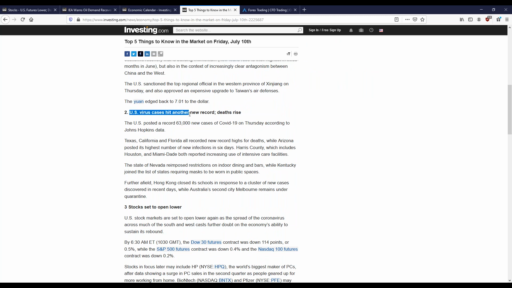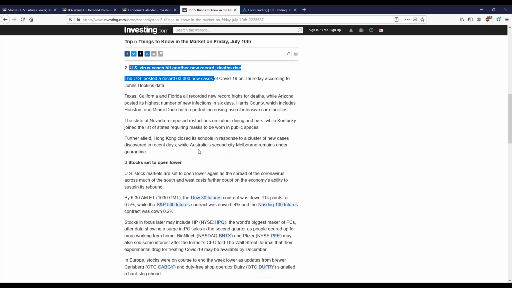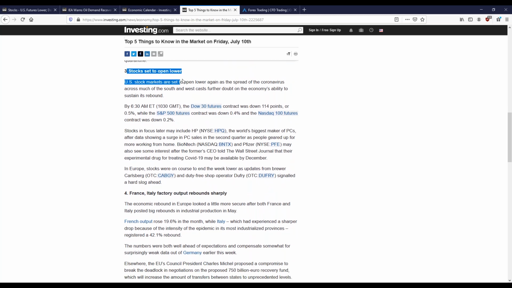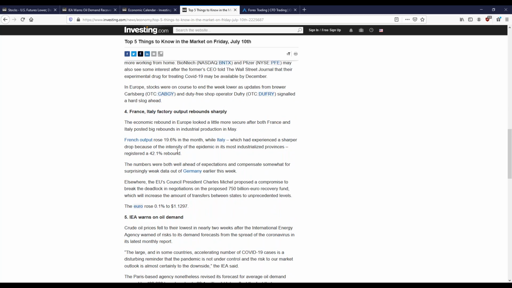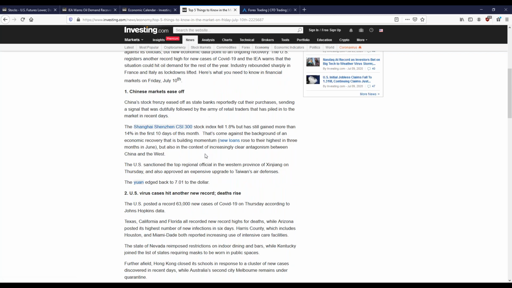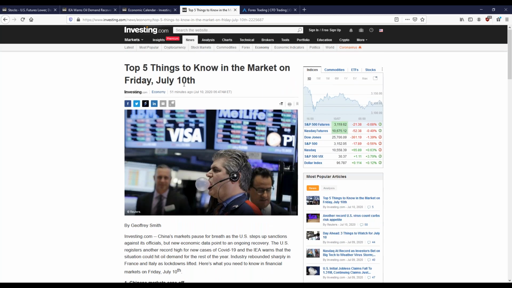We didn't specifically mention there was a new record high of new cases in the US, 63,000. That's adding to the fear. Stocks are set to open lower. We saw that. In a nutshell, you can see what's creating the sentiment push each day by just looking at this summary each day. Pretty simple.